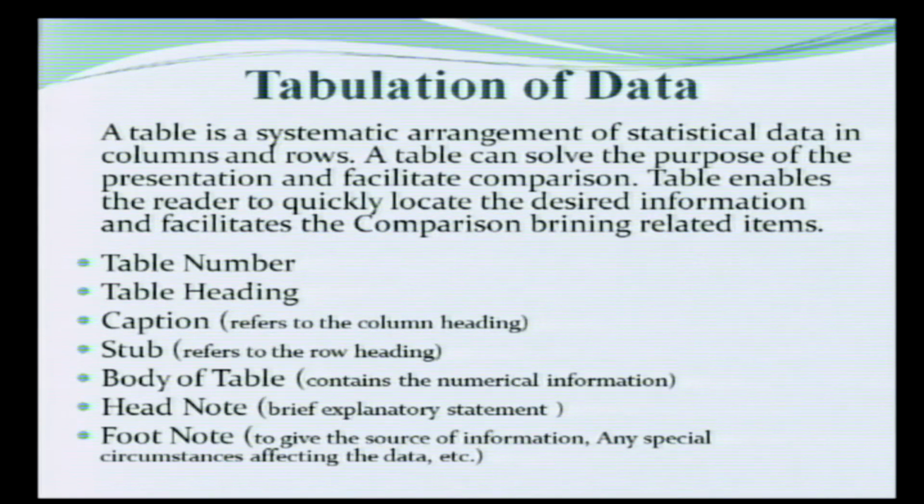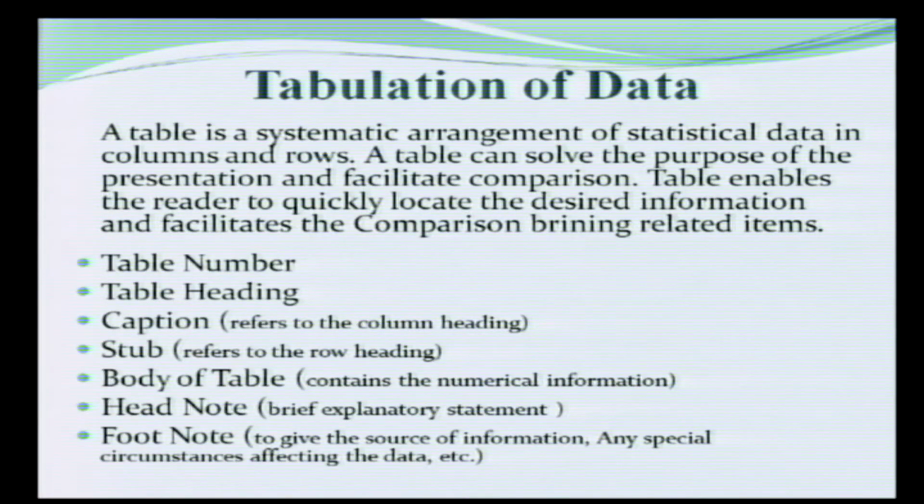Now the second part is the table heading. It should always be there, and it tells what type of information the table you are representing contains. So the table heading is a must. The suggestion is that the table number and the table heading should both be there, and the table heading should come just above the table.